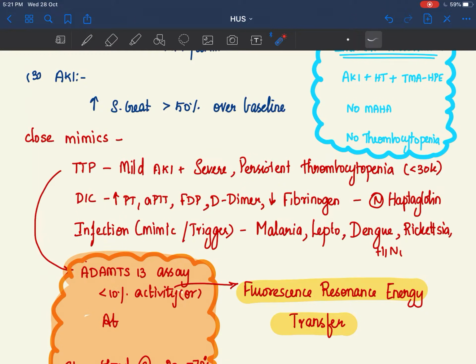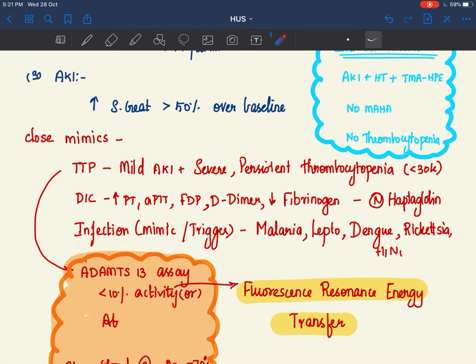DIC, disseminated intravascular coagulation, where all the coagulants and anticoagulants are getting consumed. So as a result, you will have a drop in fibrinogen and an increase in prothrombin time, activated partial thromboplastin time, FDP, fibrin degradation products, and D-dimer. But the haptoglobin will be normal, because it is not a hemolysis per se, it is more of a hemorrhage that might happen in a DIC rather than a hemolysis.